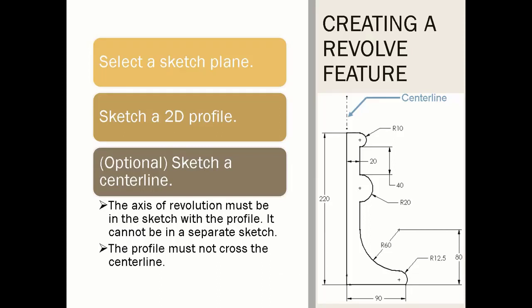So to create your revolve feature, you want to select a sketch plane, then sketch your 2D profile. Make sure it's fully defined, so we have all our dimensions plus relationships in this profile. You can put in a center line or just use the outside edge as your axis of revolution. It has to be within the same sketch and cannot be in a separate sketch, and it cannot cross into the profile.